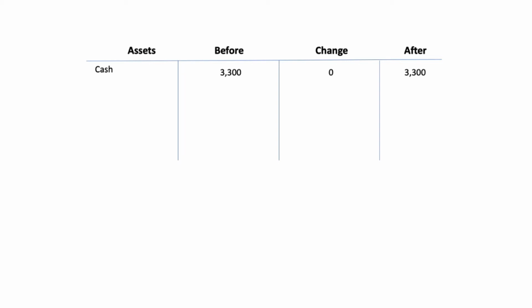On the asset side, we had cash 3,300. There is no change. It stays at 3,300. Accounts receivable was 700. No change. It stays at 700. We got 500 worth of milk. So inventory initially was 1,000. Now 500 is added to it. So the end value is 1,500.